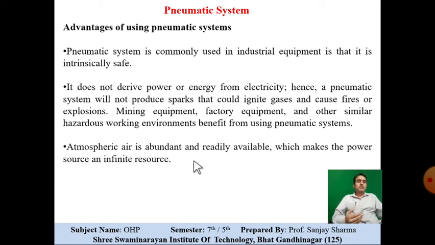Atmospheric air is abundant and readily available, which makes the power source an infinite resource. Mainly in a hydraulic system, a fluid of specific quality is required. Here in the pneumatic system, the working medium is air, which is available free of cost from the atmosphere, in abundance, an infinite resource. So this is also one of the advantages of the pneumatic system, because the working medium, air, is available free of cost in abundance through natural resources.